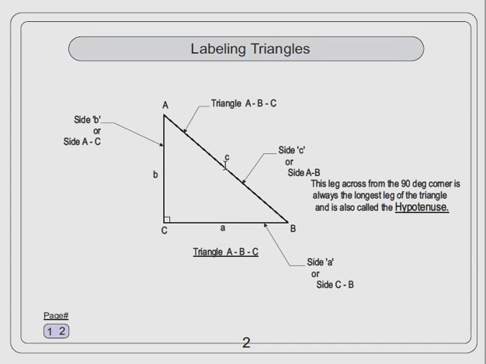Now this side here is always called the hypotenuse because it's the longest side of a right triangle. It is always longer than this side or this side.